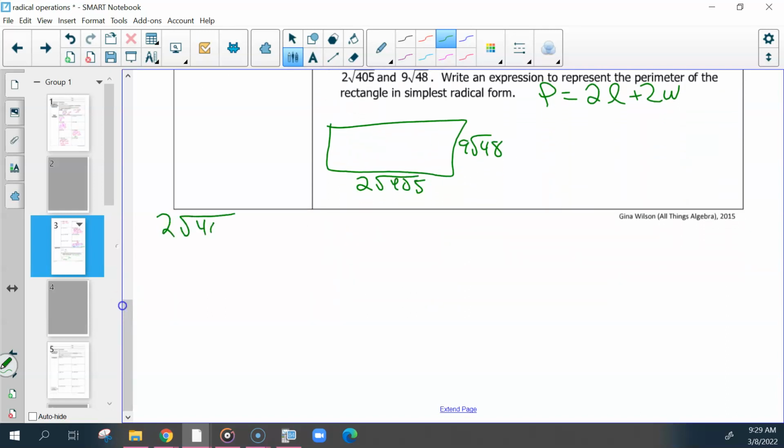2 times the square root of 4 over 5. What is the highest perfect square we can divide out of 405? 400. 400 is a perfect square, but that wouldn't give you a whole number answer.